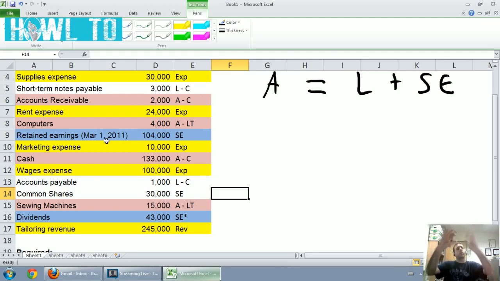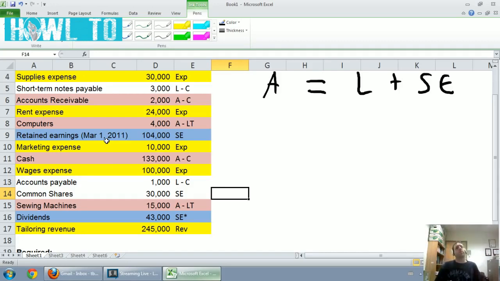But it's not just enough to list them in any random order. We have to list our assets and our liabilities in order of liquidity, and that means what's most likely to be used up first, or in the case of liabilities, which bill is going to be paid the soonest. So when I look at my assets, cash always comes first. Cash is absolutely the most liquid of assets. Next would absolutely be accounts receivable. We expect to collect all of our receivables in 30 days, maybe 60 or 90. Computers last more than that, so do sewing machines.